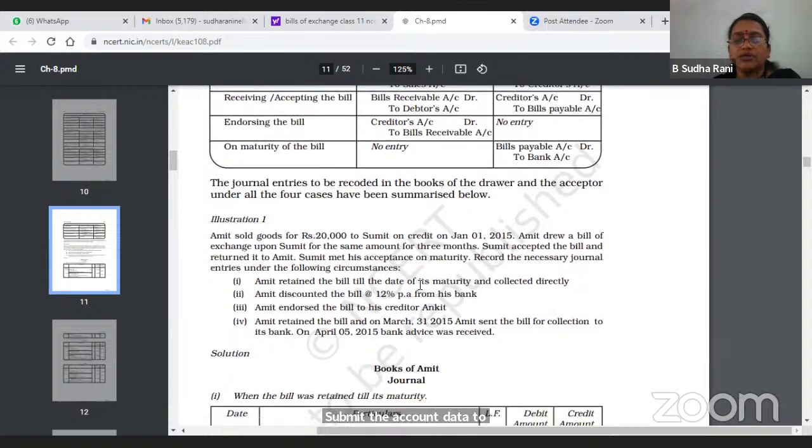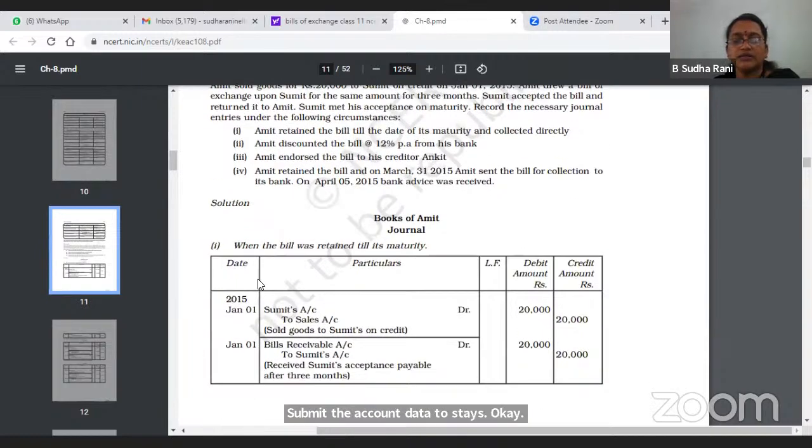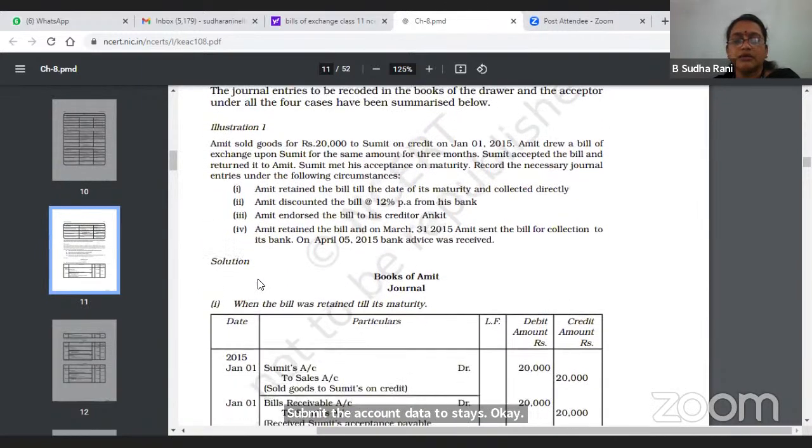What is the amount? See here: date, particulars, debit amount, credit amount. So 1st January 2015, Sumit account debit to sales 20,000, value of goods sold.